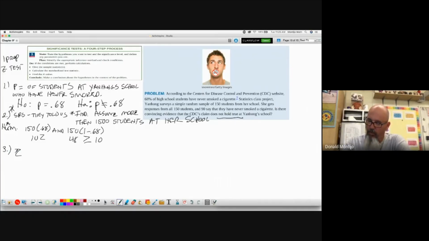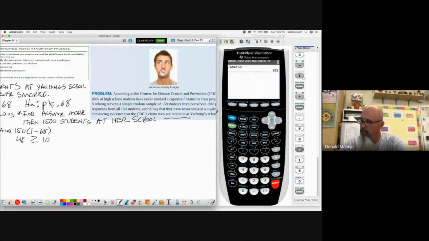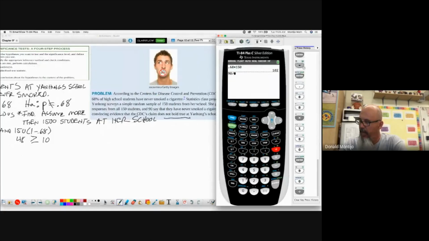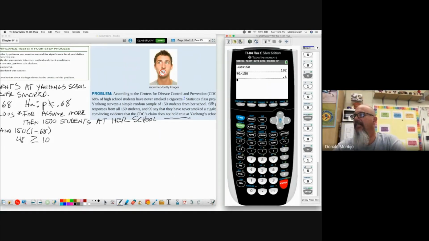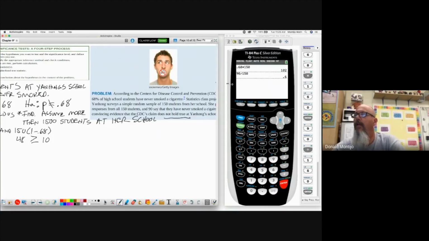Since this is a proportion, we're going to use a z-test statistic. z equals p hat. So p hat in this case is 90 out of 150. What proportion is 90 out of 150? We need to convert p hat to a decimal. So 90 divided by 150. Oh, 60%. Is that different than 68? It is, but is that difference statistically significant? We don't know yet. Okay.